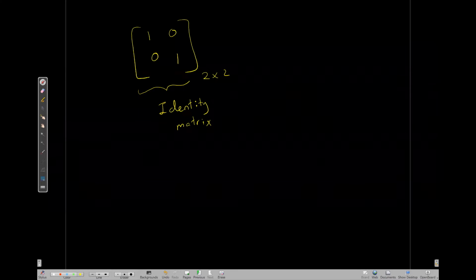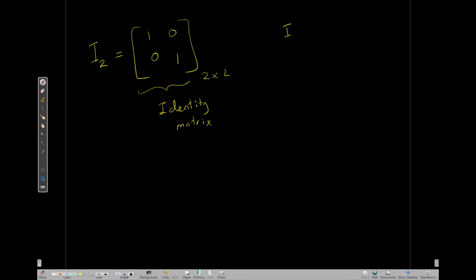Now, this is a special square matrix. This is 2 by 2 matrix. And this one we call identity matrix. Now the reason why we call identity will be explained in detail when we do matrix multiplication. For the time being, just remember this is identity matrix and we have a special notation I2. Why? The size is 2 by 2.